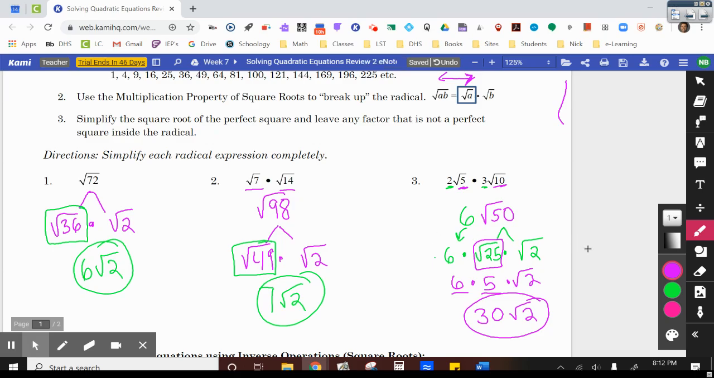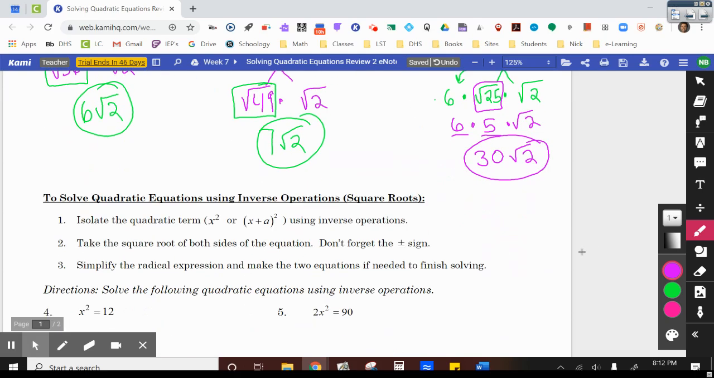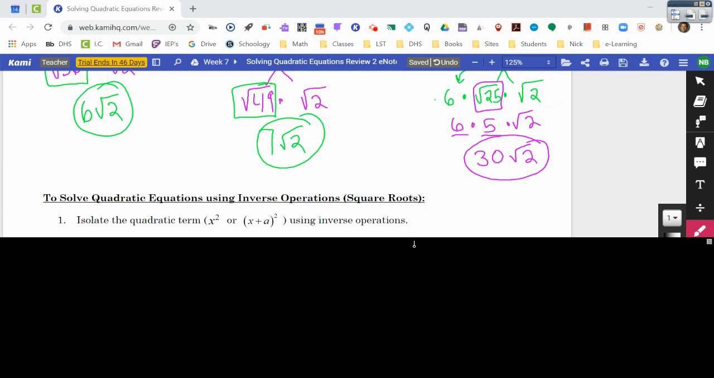Awesome. All right, so now we're going to talk about solving the quadratic equation using inverse operations or square roots. All right, so when we're doing this, our first step is to always isolate that quadratic term, right? And our quadratic term is either going to look like this with an x squared, or it's going to have a parentheses around it with this square, right? That little exponent of 2 makes it a quadratic term. All right, so we're going to isolate that using inverse operations.